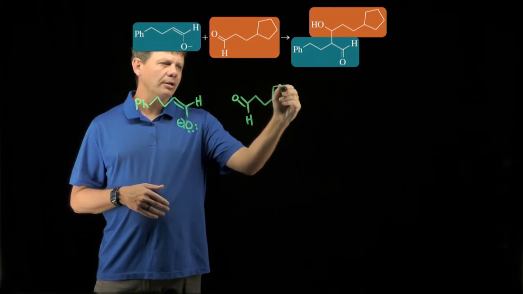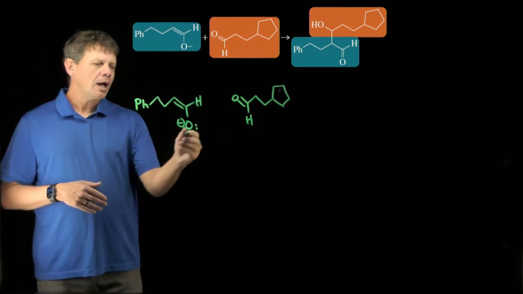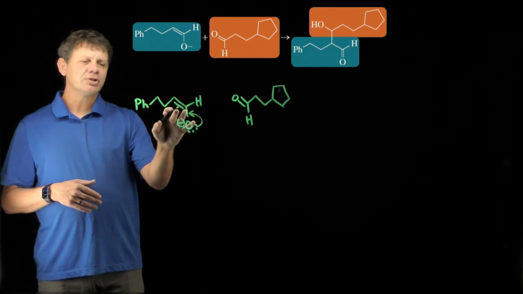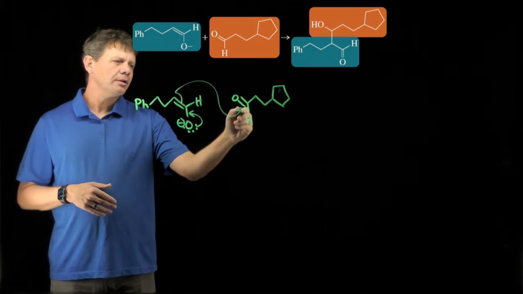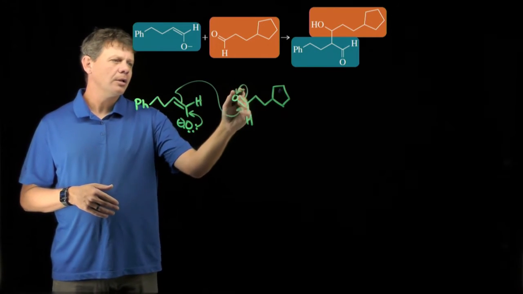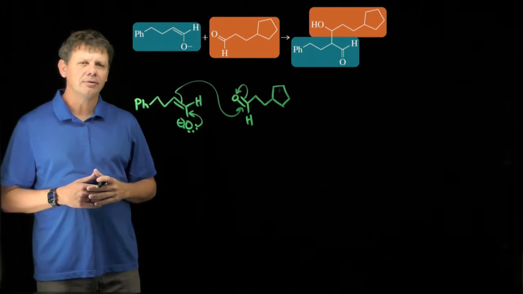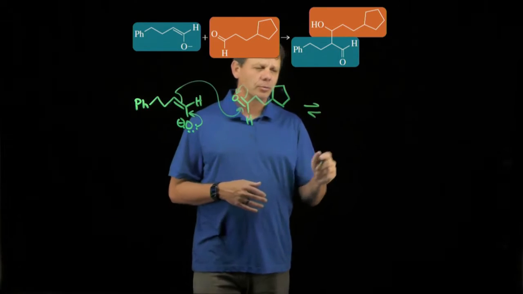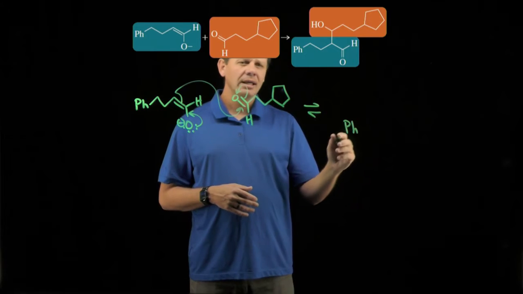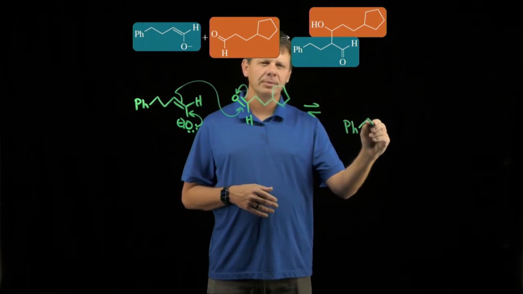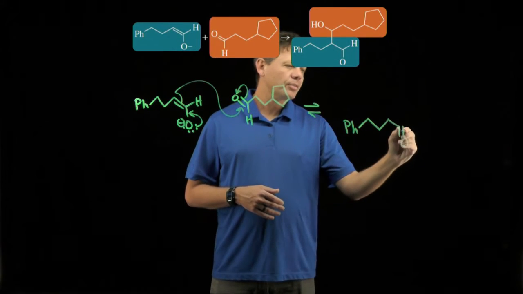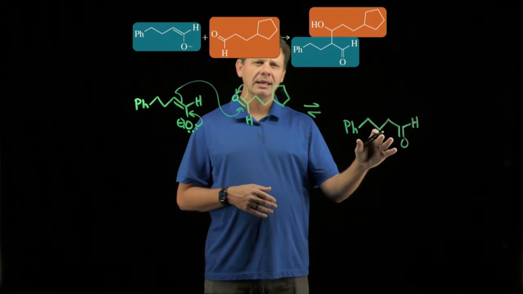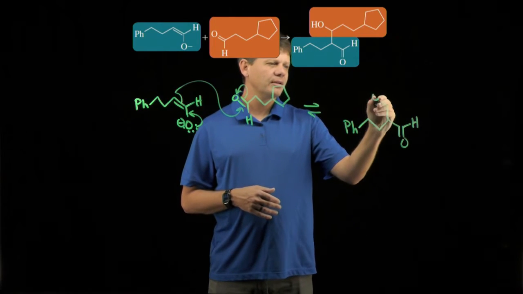And so let me make sure we get all the carbons present. These electrons are going to come down and push out the pi electrons here to attack the aldehyde carbon, pushing the pi electrons onto oxygen. This reaction is reversible, and that's one of the reasons we end up with so many products in the crossed aldol reaction, is because of that reversibility. But the product that we're going to end up making initially is this.